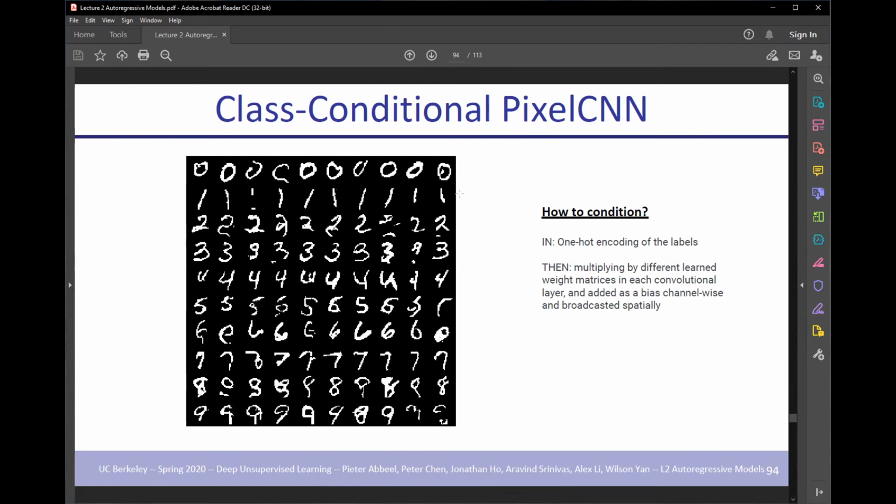But it seems to me what they are doing is one-hot encoding the labels and using that to influence, if you will, the value that we are outputting by multiplying the different learned weight matrices in each of the convolutional layers and adding a bias. So we are using the one-hot encoding and providing it as a bias channel-wise. If we have multiple channels, like RGB, then we would do it in each of the channels, but we would broadcast it spatially, for the entire 28 by 28, and then do the addition onto the bias channel-wise.